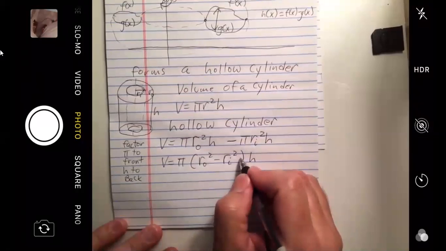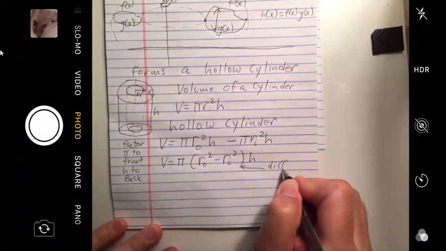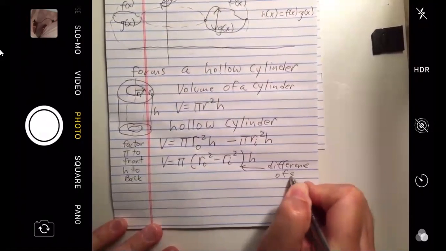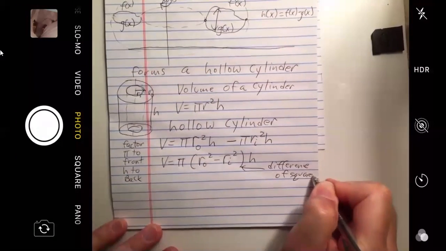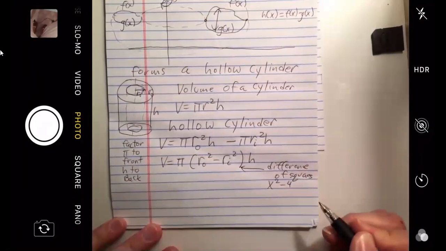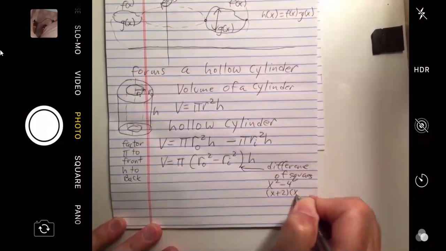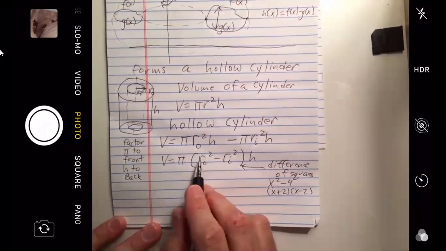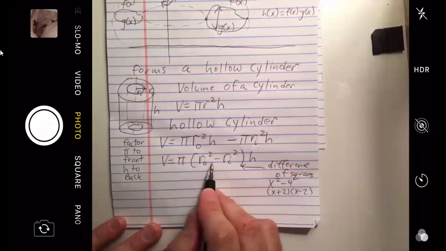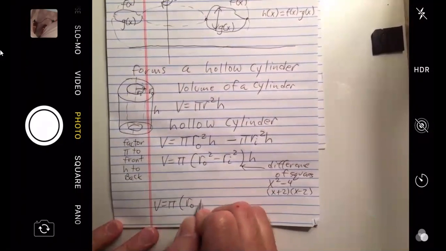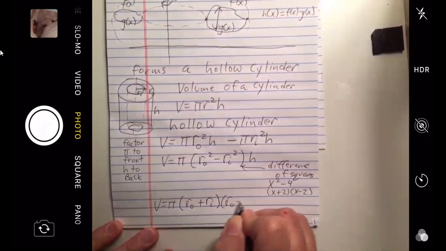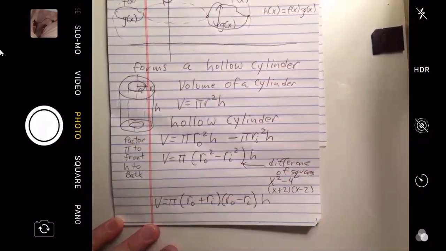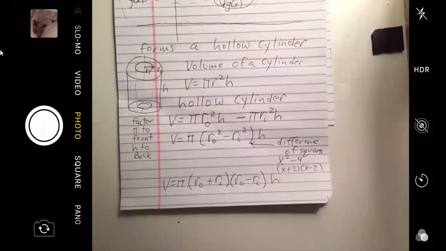This r outer squared minus r inner squared is a difference of squares. You're probably used to something like x squared minus 4 goes as x plus 2, x minus 2. This is the same thing. You take the square roots and add and subtract them. Last line on this page, we'll make it r outer plus r inner, r outer minus r inner, and keep the h at the back. Okay.